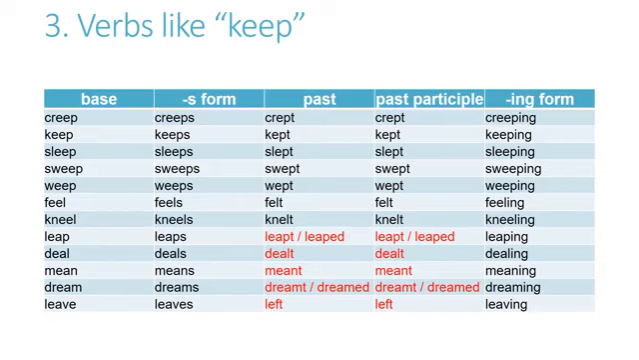Then the last one is leave. It follows the same pattern, leave, left, left, with a T ending in the past and the past participle. In this case, the EA is used in the base form, but only one E, left, is used in the past and the past participle.